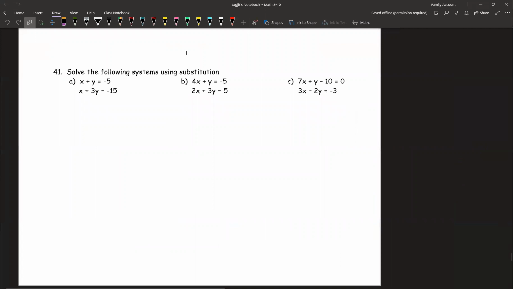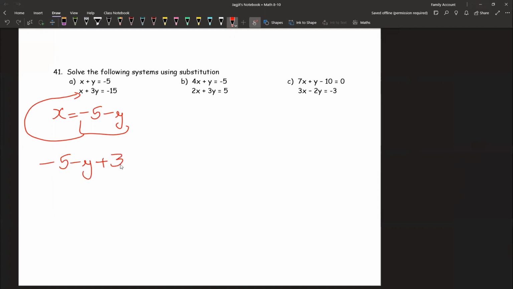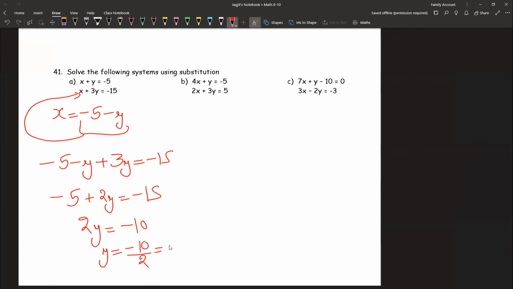Over here, they're asking us to solve this using substitution. So on the first one, we can isolate our x. And that will be minus 5 minus y. And now we will take that and plug it in for x in the second equation. So in place of x, plug in minus 5 minus y plus 3y equals minus 15. Minus y plus 3y is 2y is equal to minus 15. So 2y is minus 15 plus 5, which is minus 10. So y is going to be equal to minus 10 over 2, which is equal to minus 5.